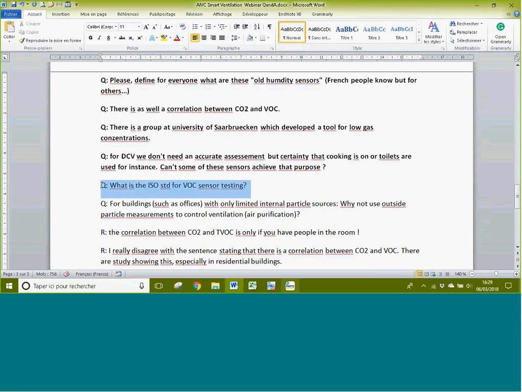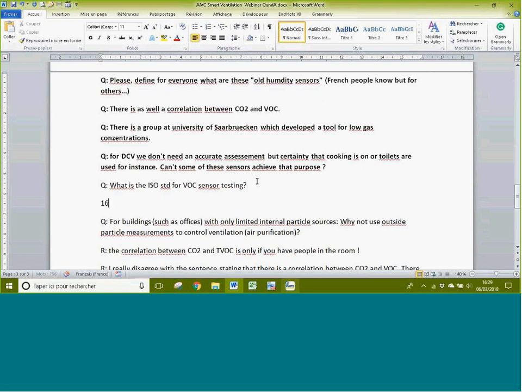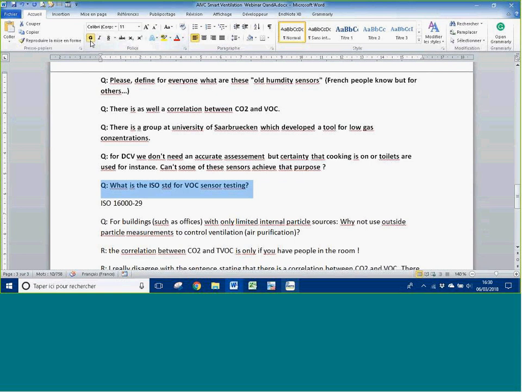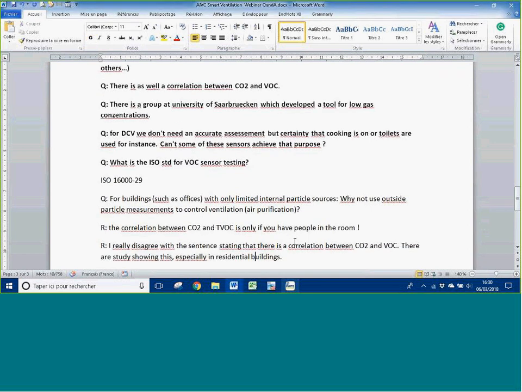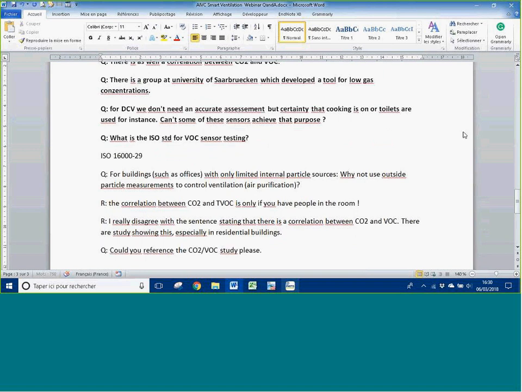Okay, so this one, ISO 16000 part 29. Okay. This one is for the VOC sensors, and it gives you some examples of matrix of gas to test those sensors. And there is also an ISO standard under development for a particulate matter system, and it's part 34. I'm not participating in this ISO group, so it's no advertising from me, but this ISO 16000-29 needs to be better known.